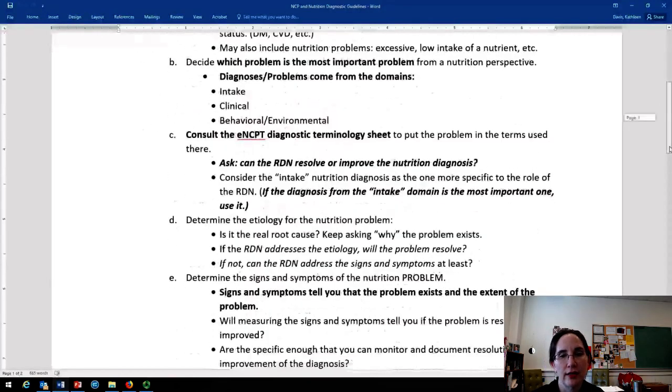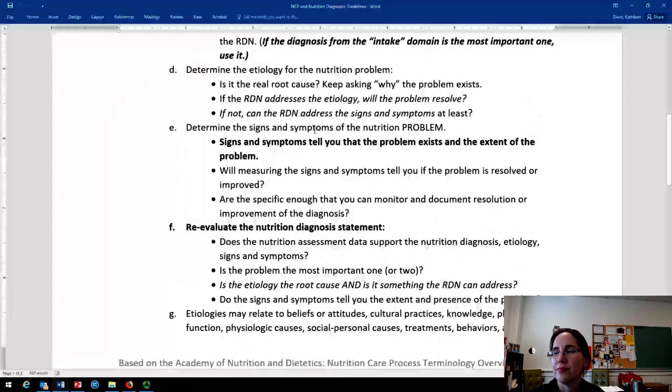Next, you're going to look at etiology. This means you're actually going to decide what is the cause of the nutrition problem? What's the root cause? And you're going to ask yourself why once you define that etiology. So let's say, for example, you've chosen inadequate oral intake as your primary nutrition problem. This is the patient's biggest issue. And you decide that the etiology is lack of appetite.